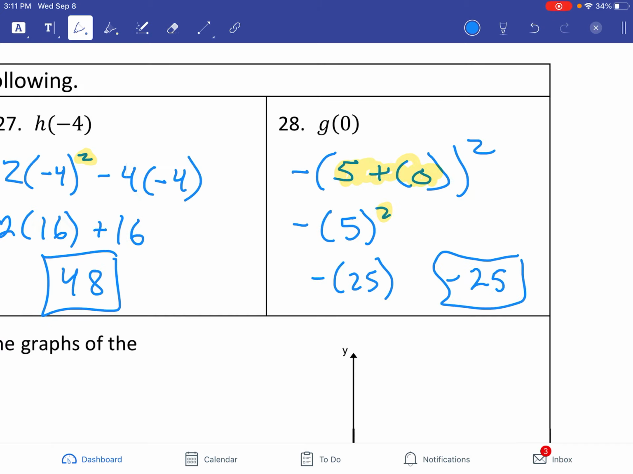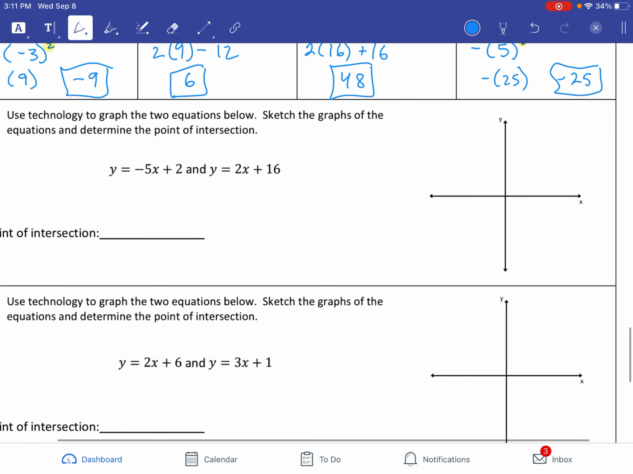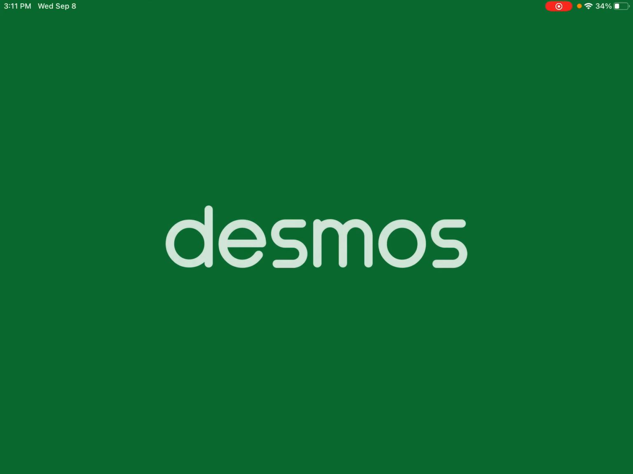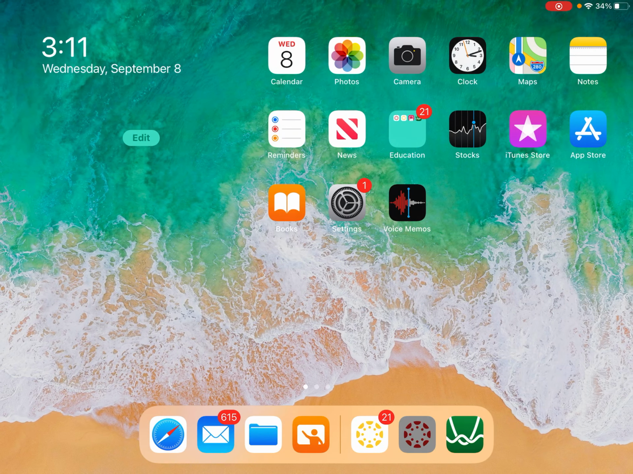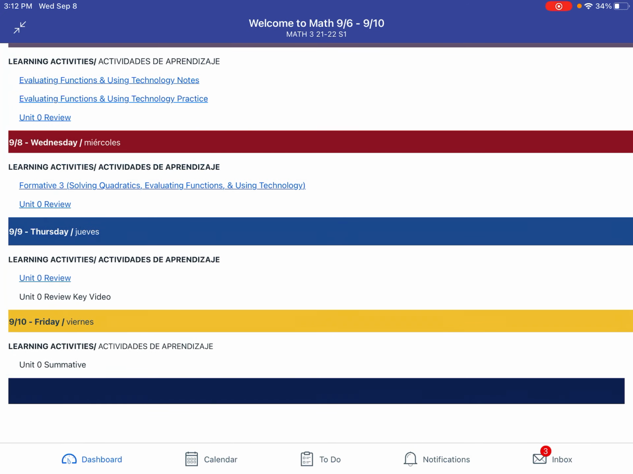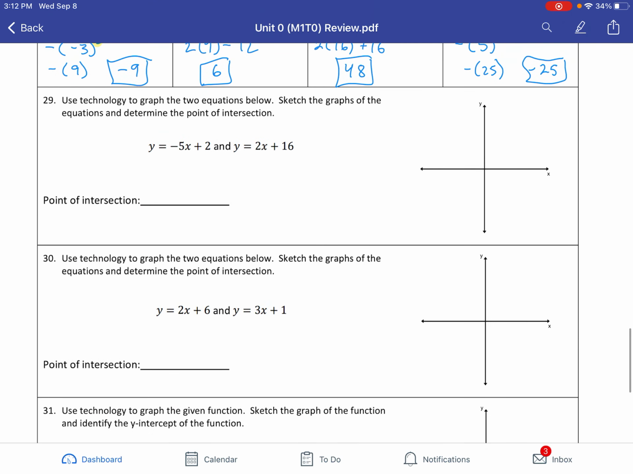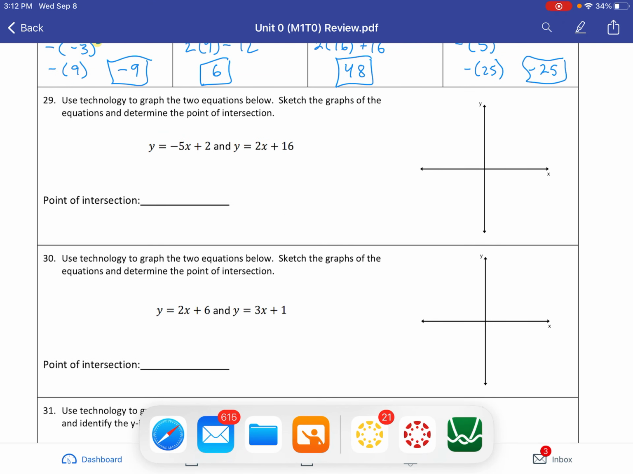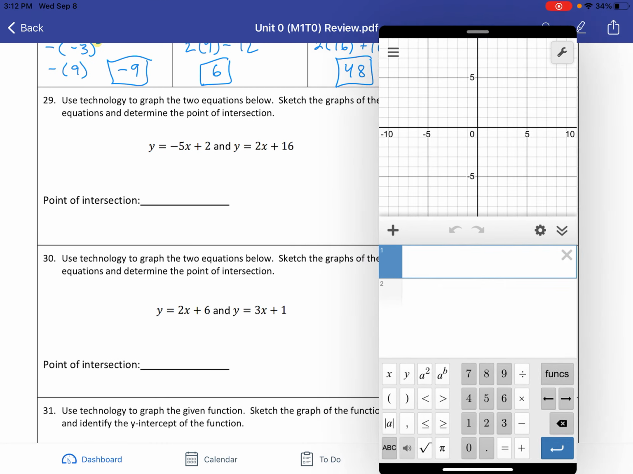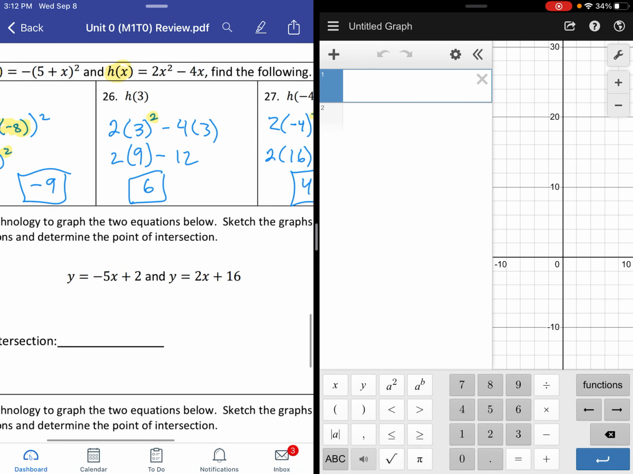Lastly, looks like we're doing the technology questions. That's it. We're almost done. 4 more questions. So I'm going to get in the Desmos app here. Actually, hold on. Let's go back to that. My apologies. Had some technical problems. All right. There we go. All right. So let's look at this.